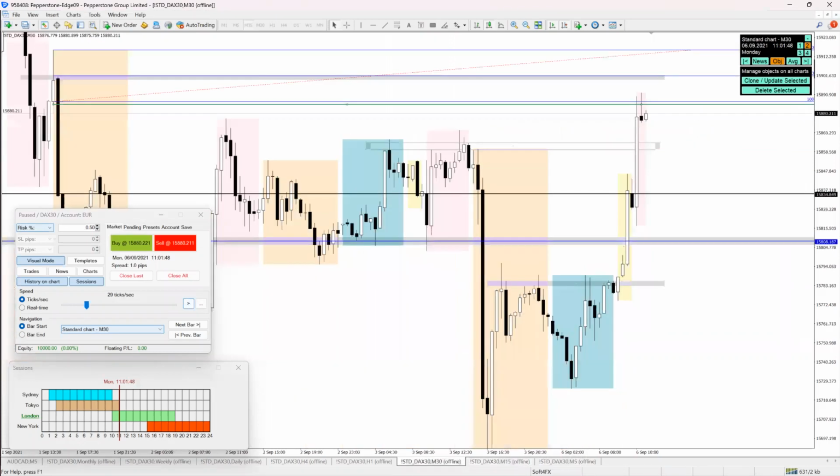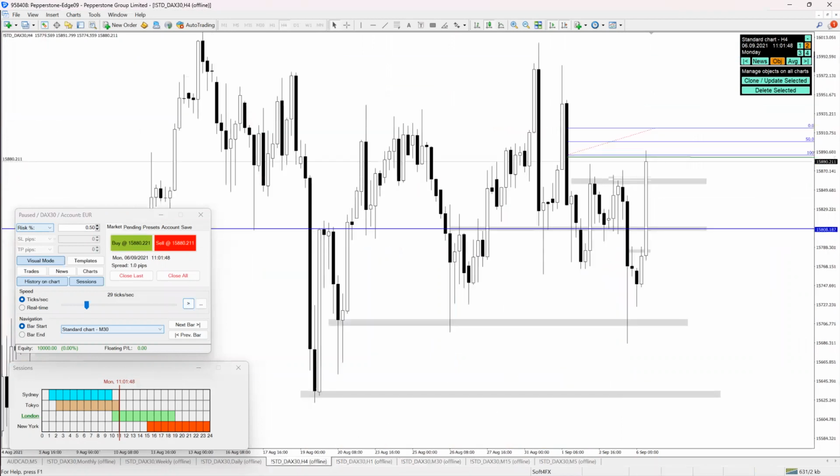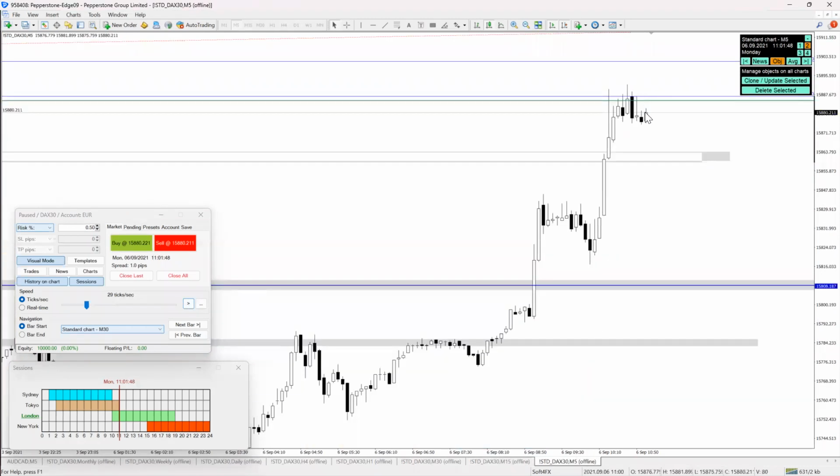15-minute is bearish. I'm concerned how bullish these time frames are. That's my only concern here. But I think in terms of risk, this is not too bad. Okay, I'm going to give this one a go.